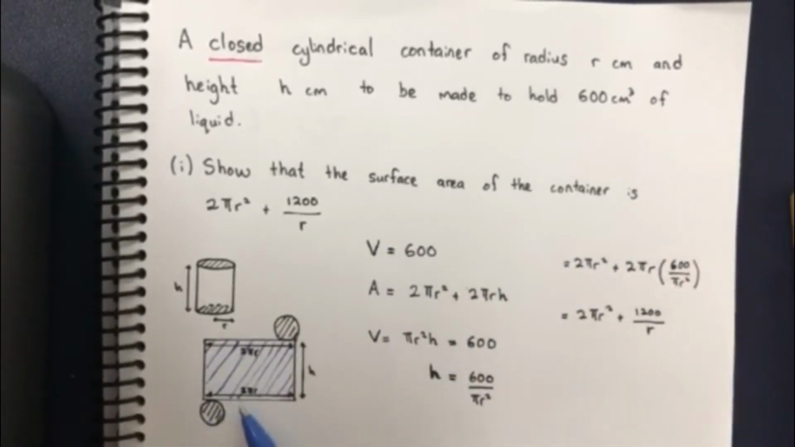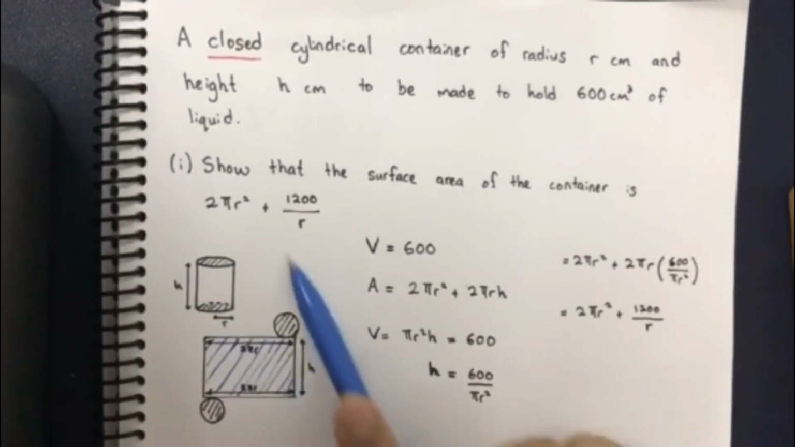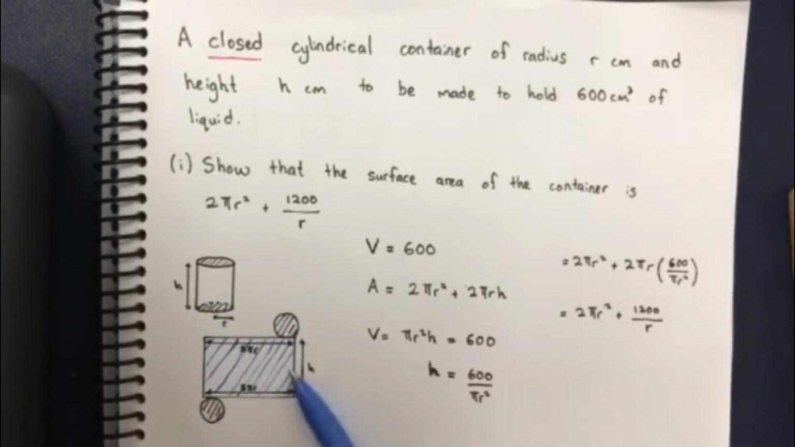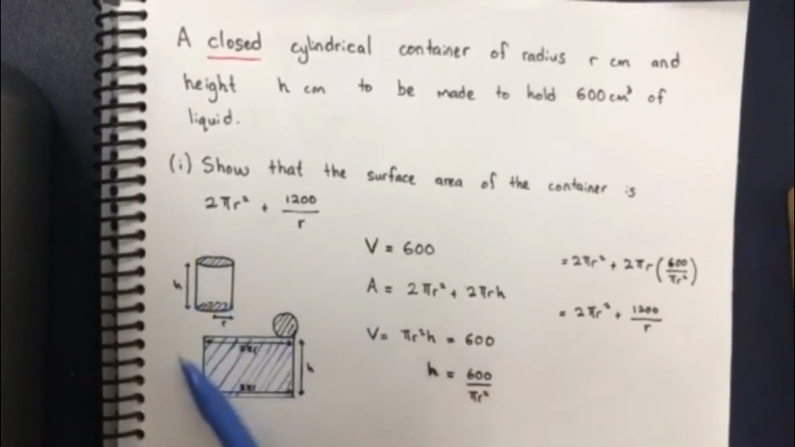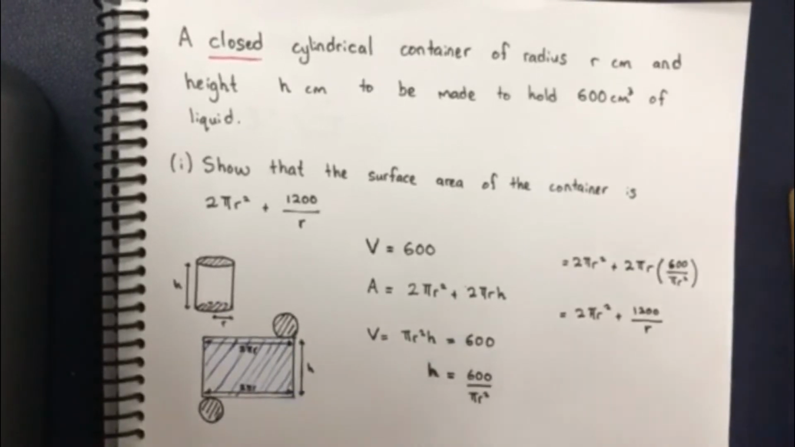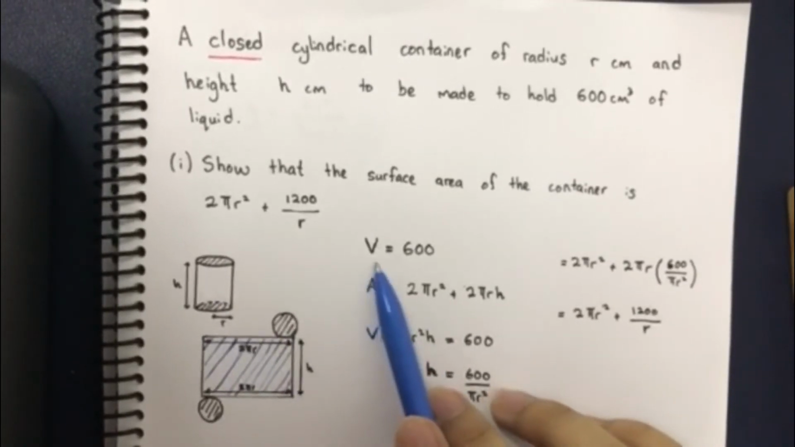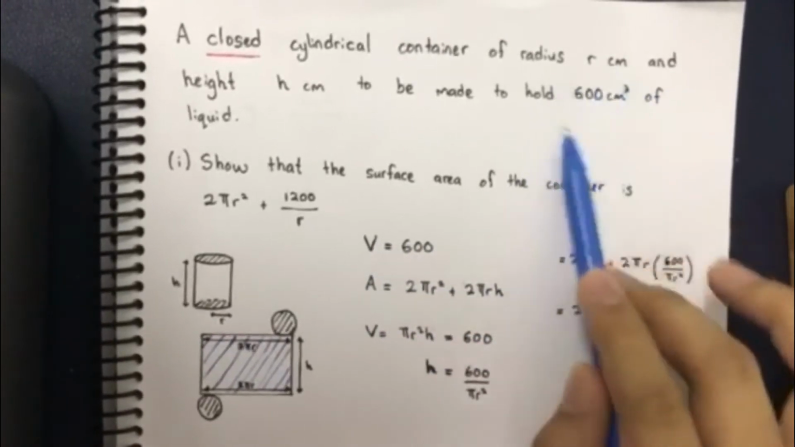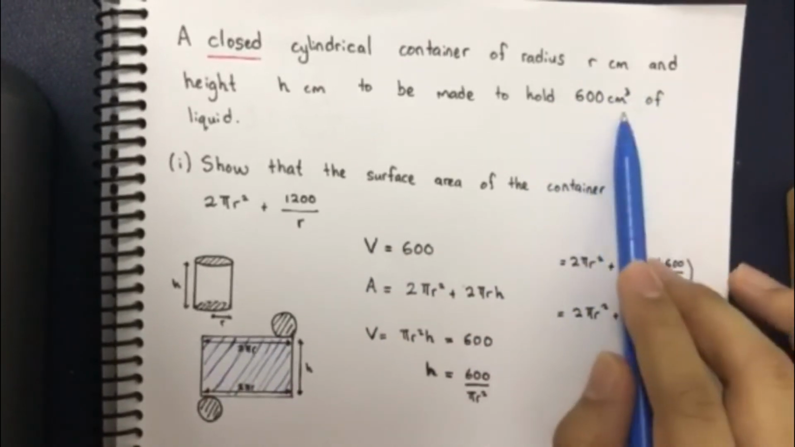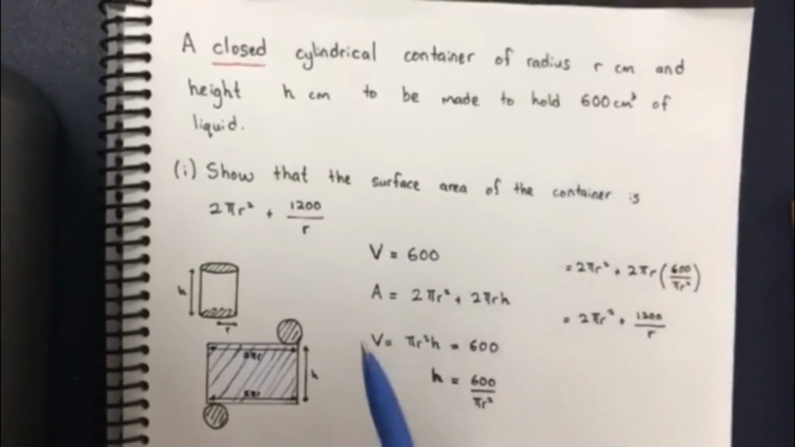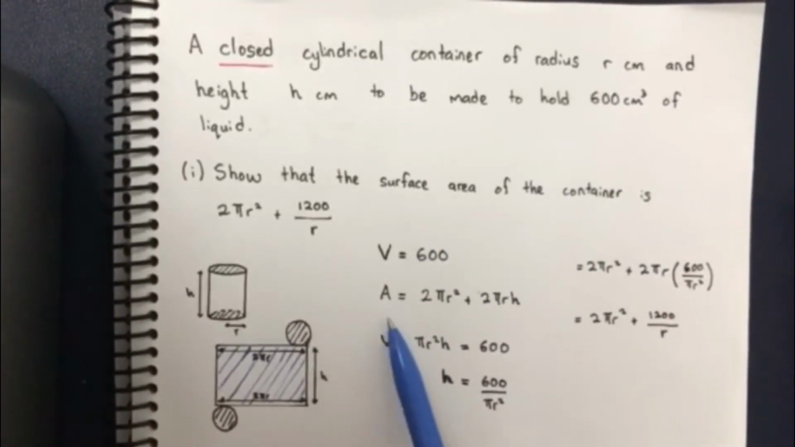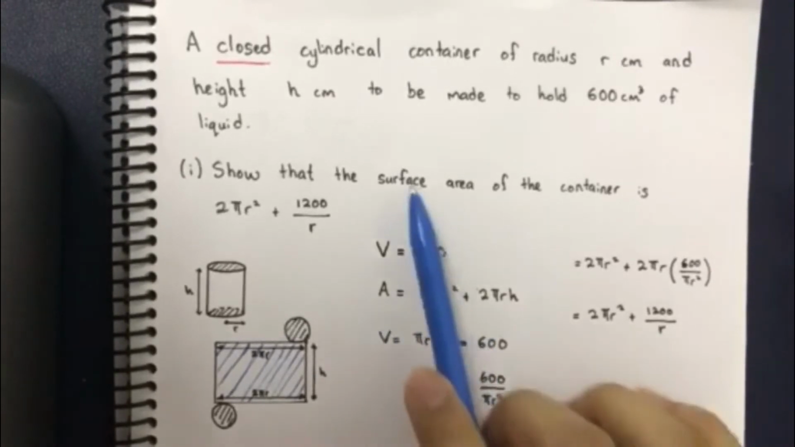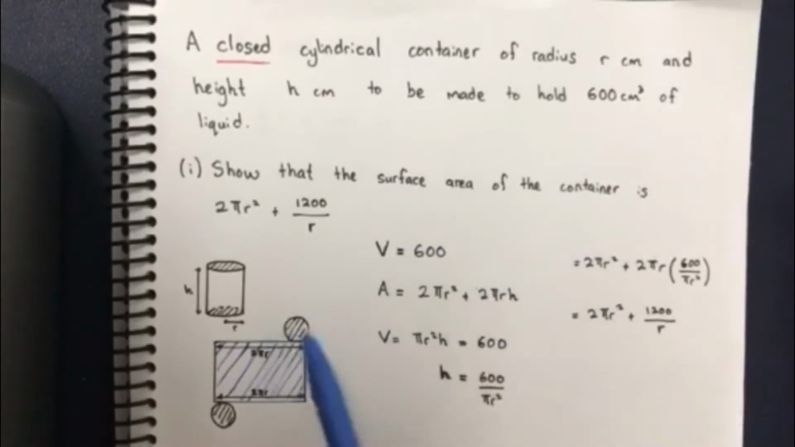Firstly, we can draw a diagram, so we can imagine how this looks. Then we write V equals 600, because we are given 600 cm3, which is the volume. For the area, we need to find the formula of the surface area of the container.